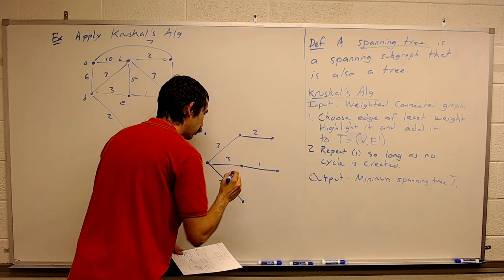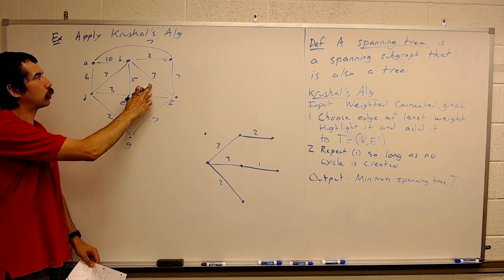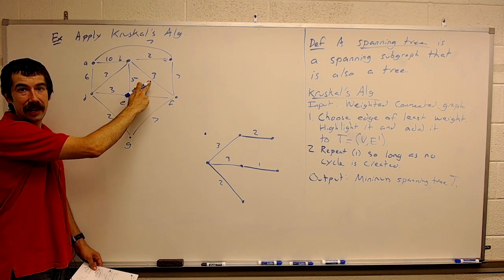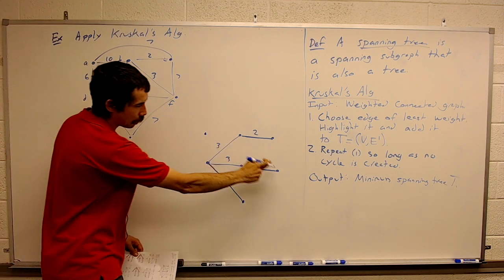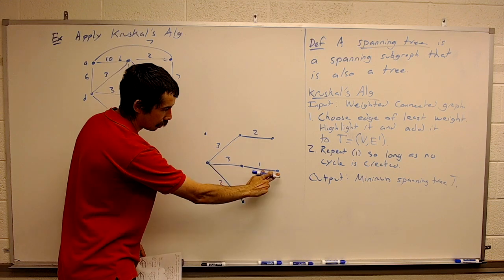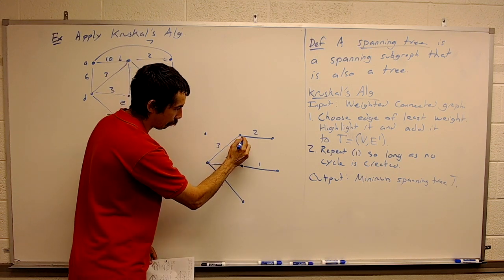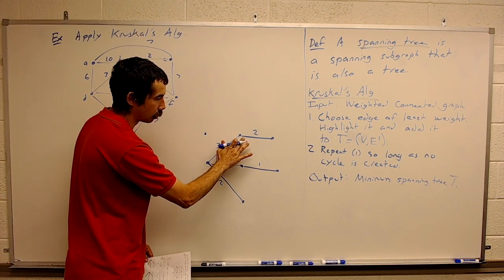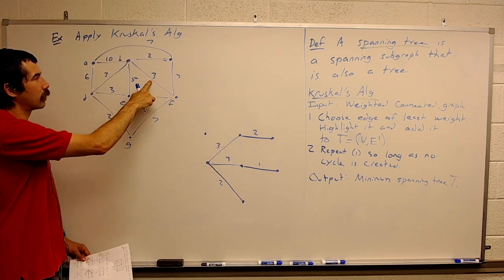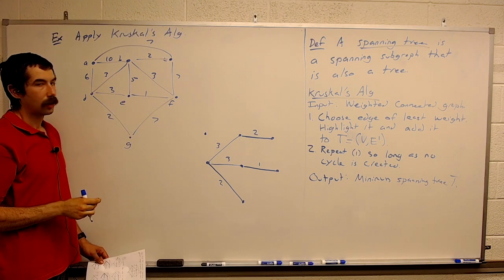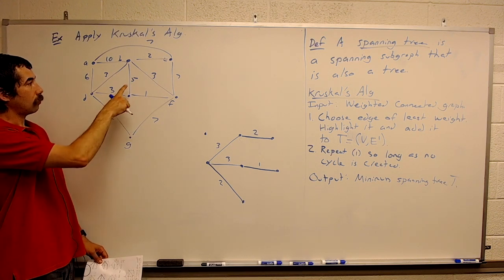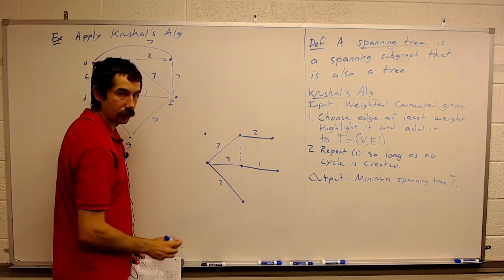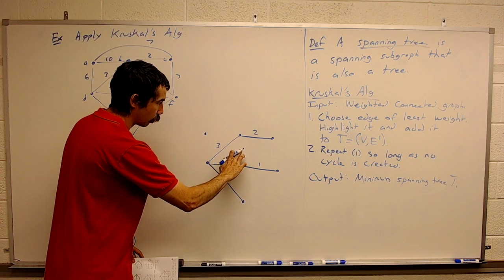Again, at each step, we have to make sure we're not creating a cycle. And now, if we tried to include this last 3, what would happen is we'd have a cycle. You see that? We'd have a cycle, right, if we included this edge. So we can't include that. Trees have no cycles. So we're going to pass over the 3. What's next? 5. Again, if we were to include the 5, that's a cycle. We can't include that. So we're going to skip over the 5.